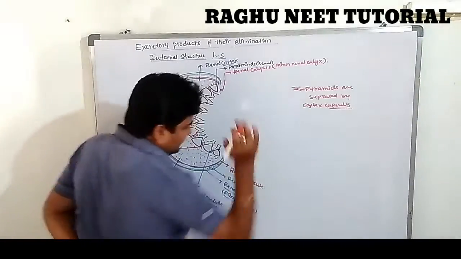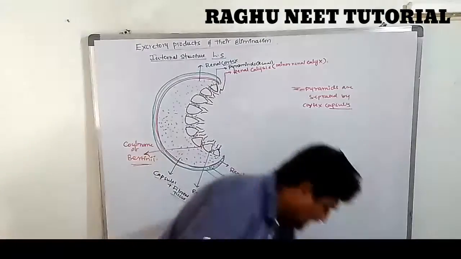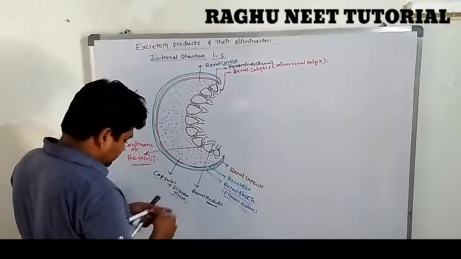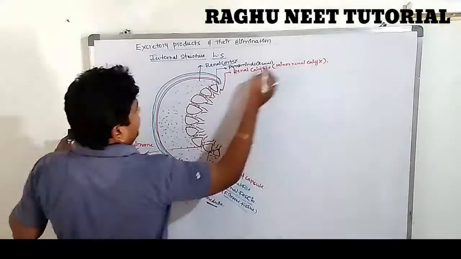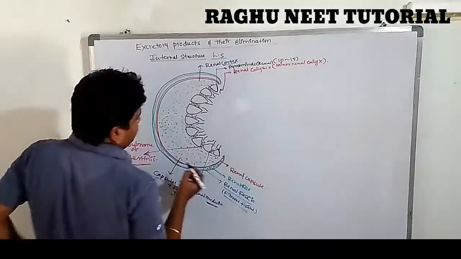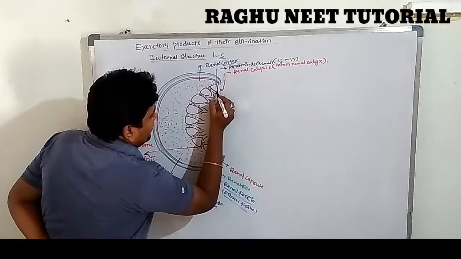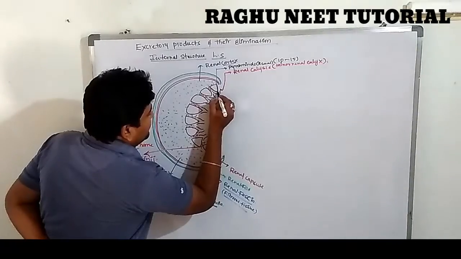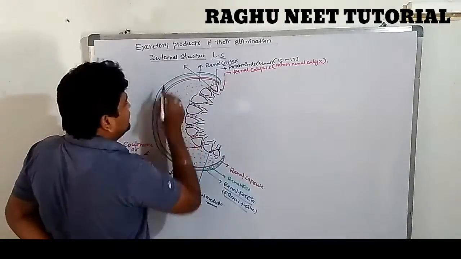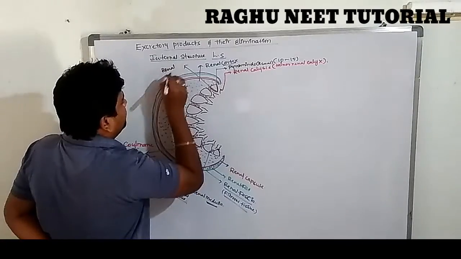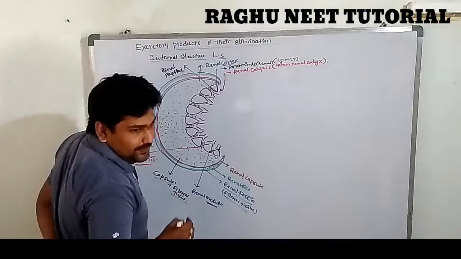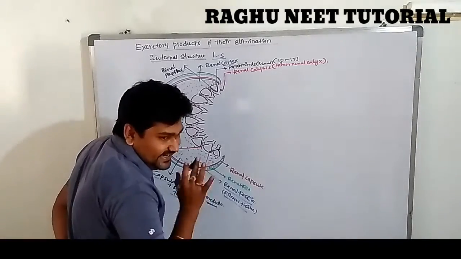So how many pyramids are there? Each kidney contains approximately 10 to 15 pyramids. Are you clear? The apical region of the pyramid is called the renal papillae. What is the renal papillae? The apical portion of the pyramid is called the renal papillae.